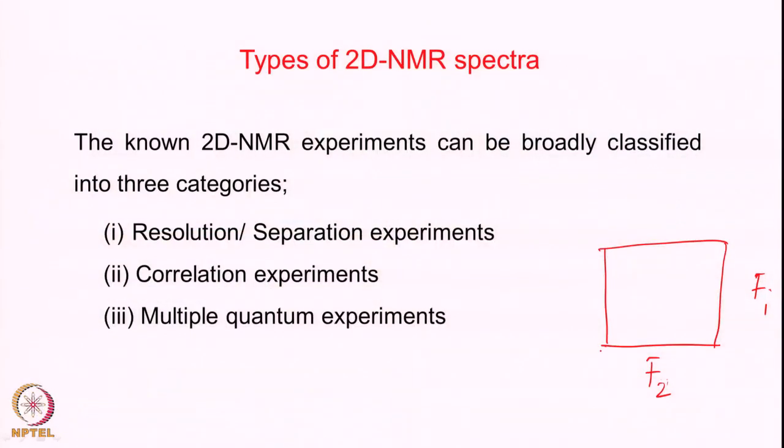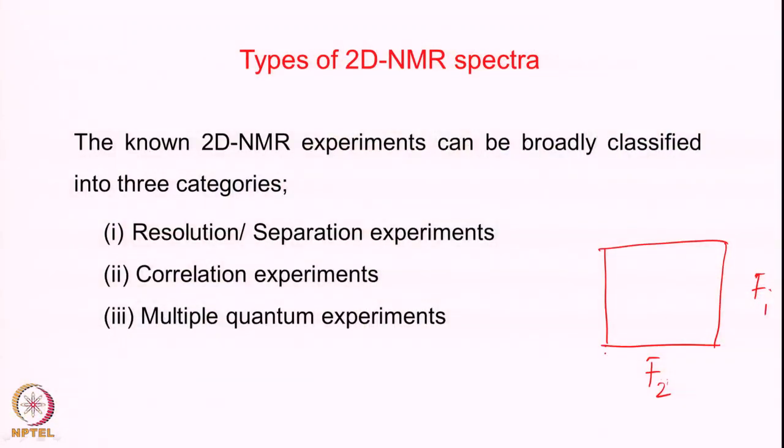You may have a particular kind of information along the F1 axis. For example, you may only have the chemical shifts, or you may have the coupling constants along the F1 axis, and similarly the coupling constants or the chemical shifts along the F2 axis. Then it will lead to one kind of experiment. And if you have multiple quantum frequencies along the F1 dimension, then you have what are called multiple quantum experiments. Typically multiple quantum signals are not observable, as we discussed in the product operator formalism, because the trace of these multiple quantum operators with the Ix or the Iy operators is 0, therefore they are not observable.